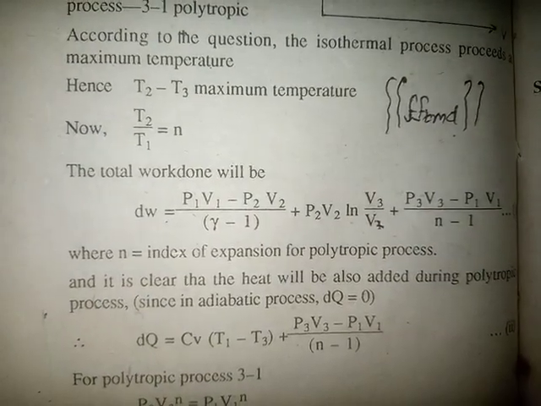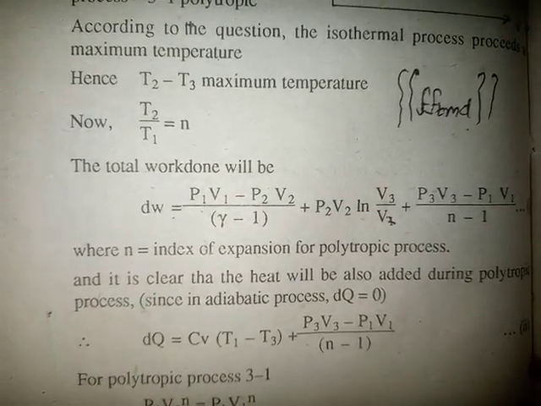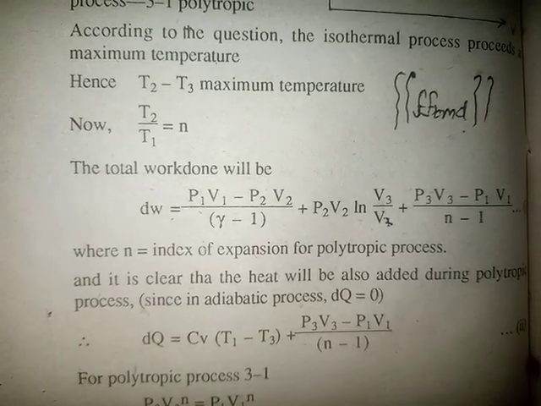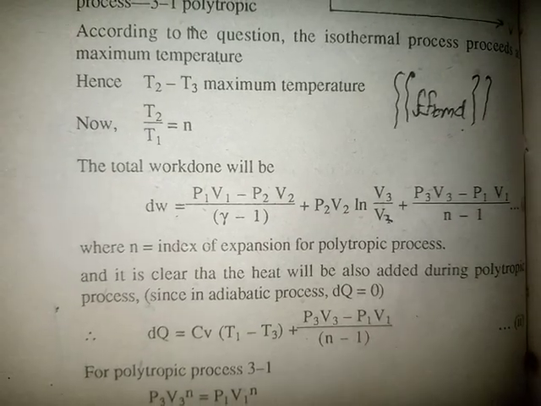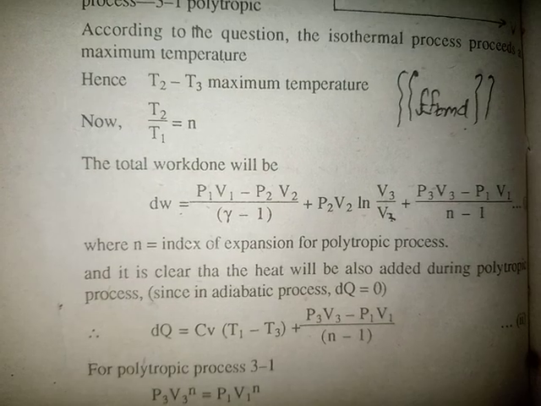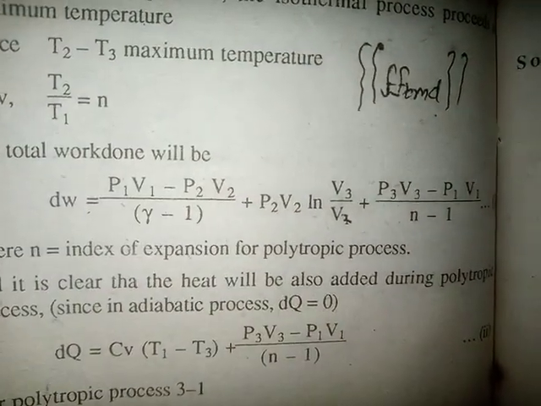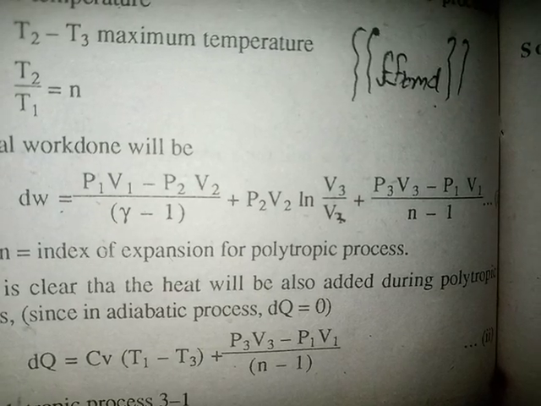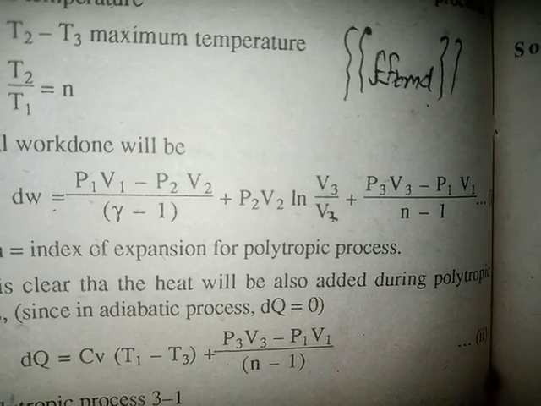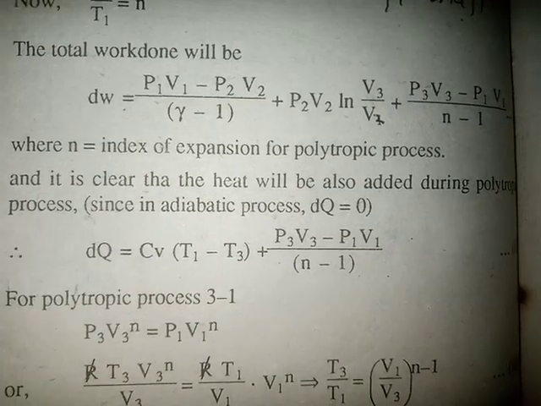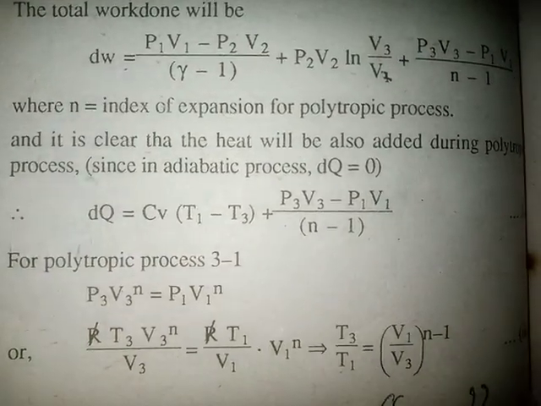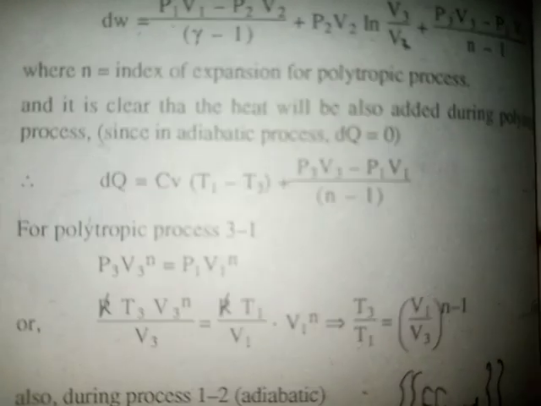hence the total work done will be dW equals (P1 V1 minus P2 V2) divided by (gamma minus 1) plus P2 V2 log (V3 by V2) plus (P3 V3 minus P1 V1) by (n minus 1), where n is the index of expansion of the polytropic process.